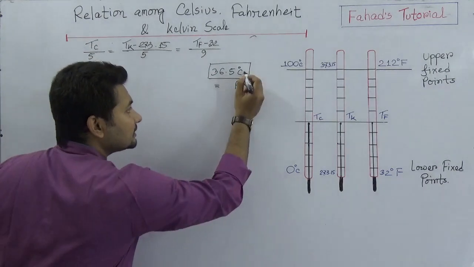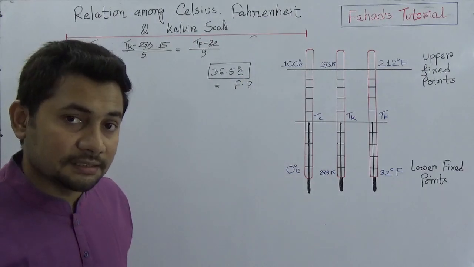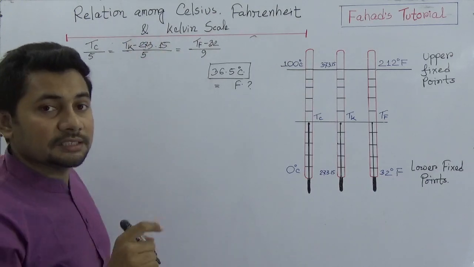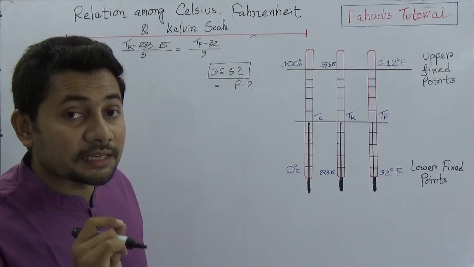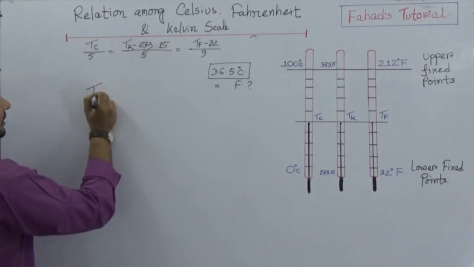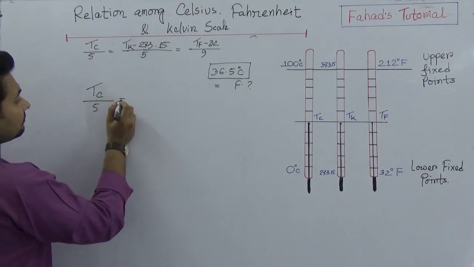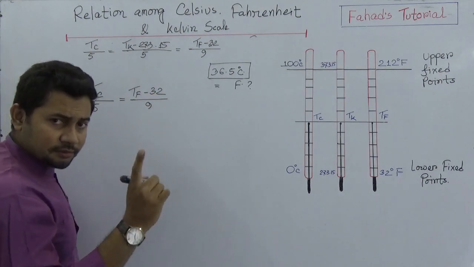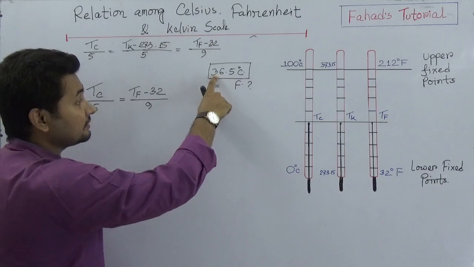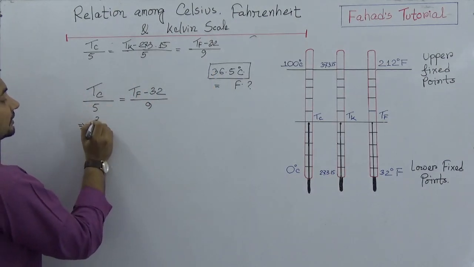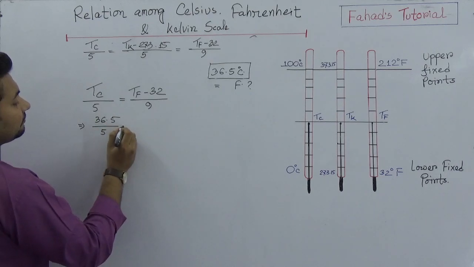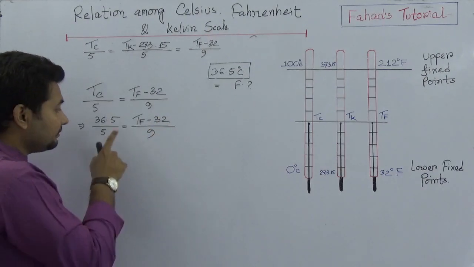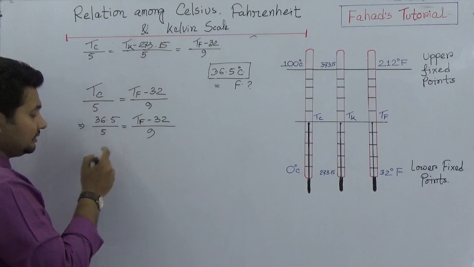So you see that Celsius is given and Fahrenheit is asked. We need to take these two, forgetting Kelvin, because the question is about Celsius and Fahrenheit. So we pick these two: temperature in Celsius by 5 is equal to temperature in Fahrenheit minus 32 by 9. The temperature in Celsius is given as 36.5, so 36.5 by 5 equals Tf minus 32 by 9. The value of Tf is what we need to determine.